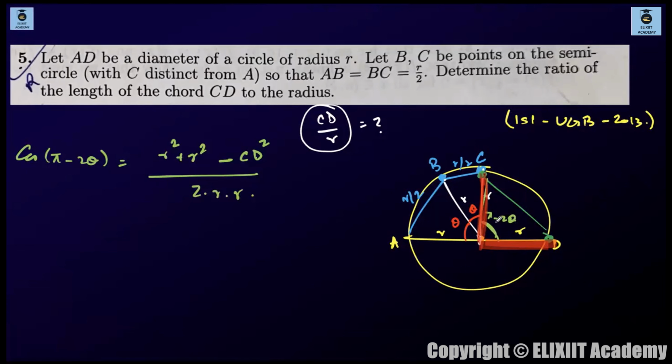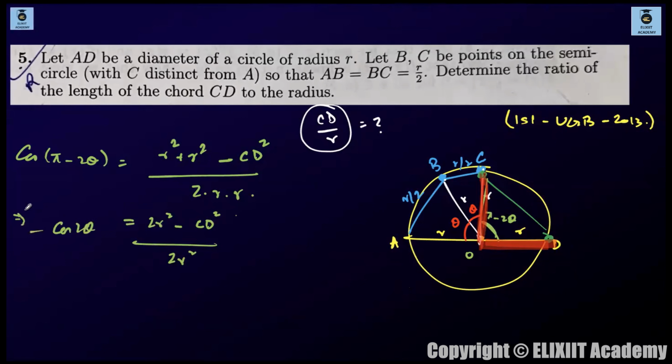Right? Getting my point? Give a name for the center, let's say O. OC square plus OD square minus CD square divided by 2 times OC times OD. So 2R into R. Got it? So we are getting 2R square minus CD square divided by 2R square. Cos of pi minus 2 theta is minus cos 2 theta. So minus cos 2 theta.